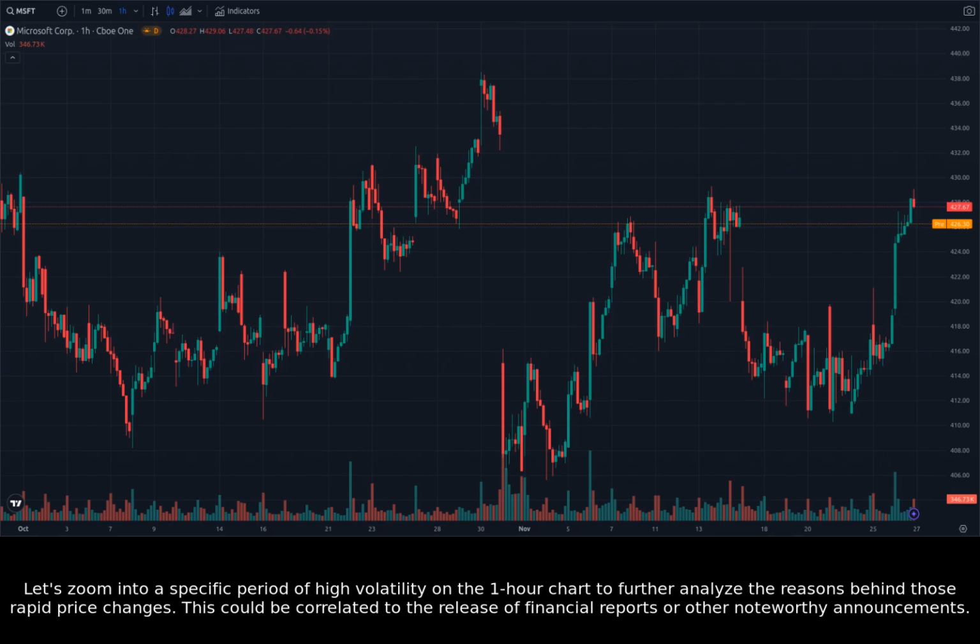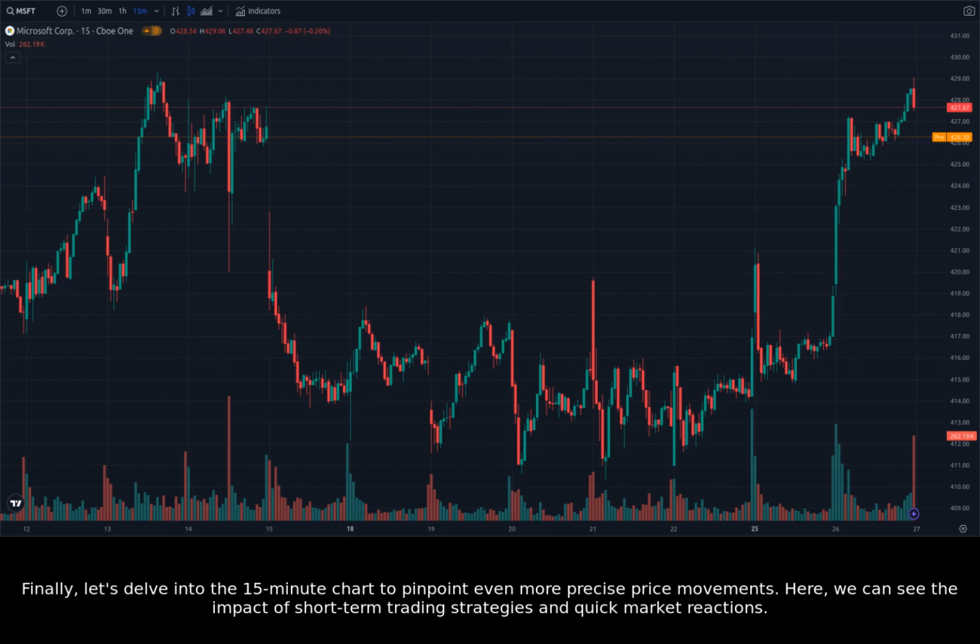Let's zoom into a specific period of high volatility on the one-hour chart to further analyze the reasons behind those rapid price changes. This could be correlated to the release of financial reports or other noteworthy announcements. Finally, let's delve into the 15-minute chart to pinpoint even more precise price movements.